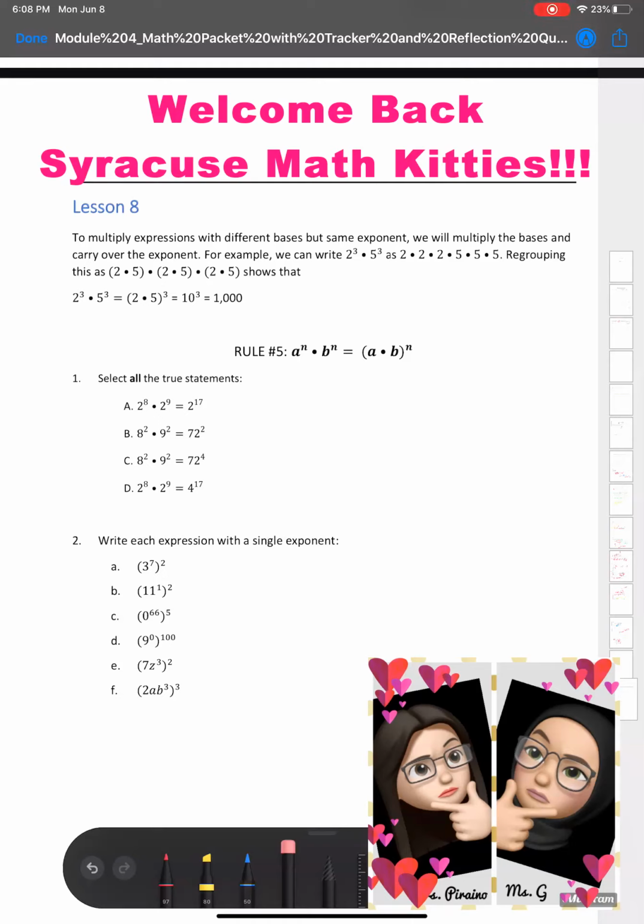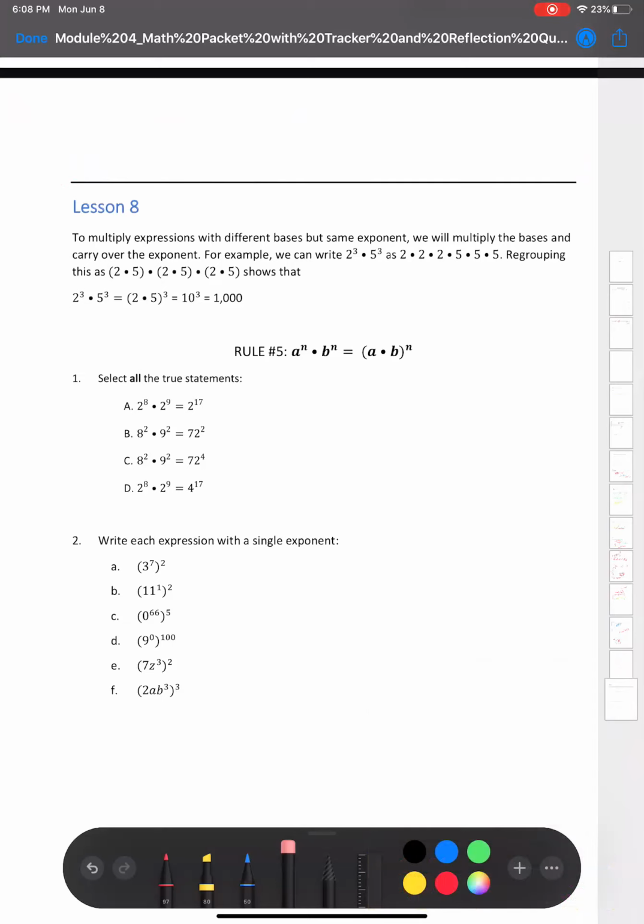This is our very last video for Module 4. Module 4 is the math packet dealing with properties of exponents. In the previous lesson, I showed you how the rules of exponents, or the properties of exponents, can apply to numbers other than powers of 10, right? So we saw that as long as we have the same base, all of the other properties still apply, right?